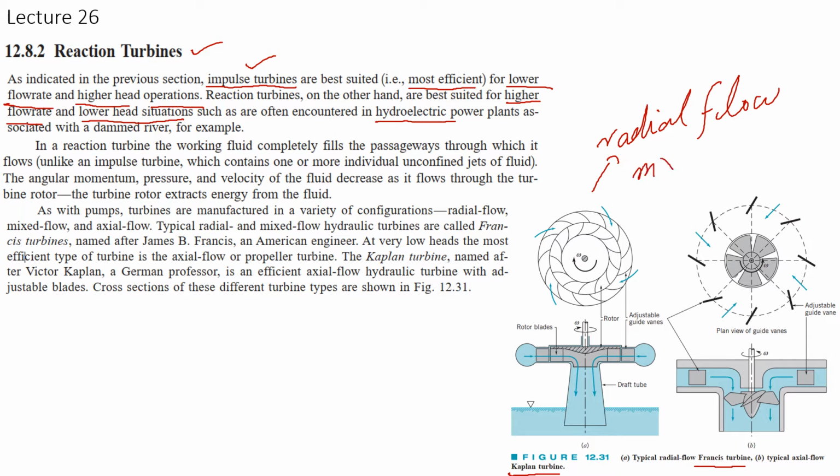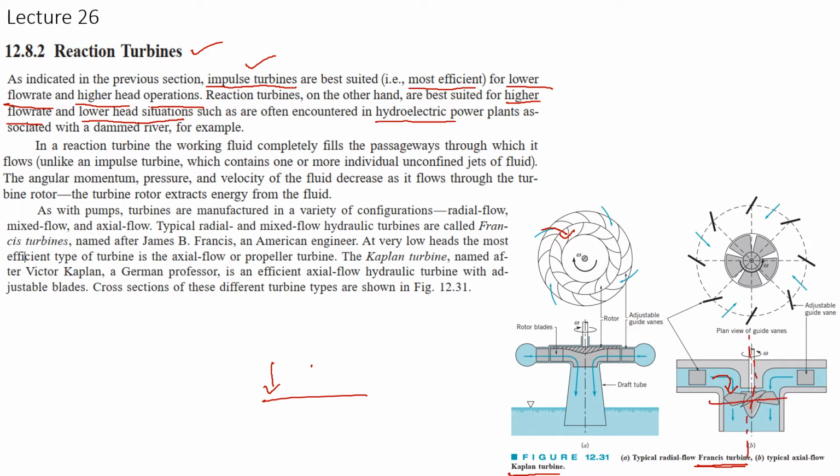Francis turbine is a radial flow, or in some cases a mixed flow turbine, while Kaplan is an axial flow turbine. The point on which we classify these two turbines is the direction of the fluid and the axis of the rotor. In the Francis turbine, the flow is radial to the rotor, as the flow enters through the guide vanes into the rotors. While in case of the Kaplan turbine, when the flow enters the rotor, it is parallel to its axis. That is why we call it an axial flow turbine.